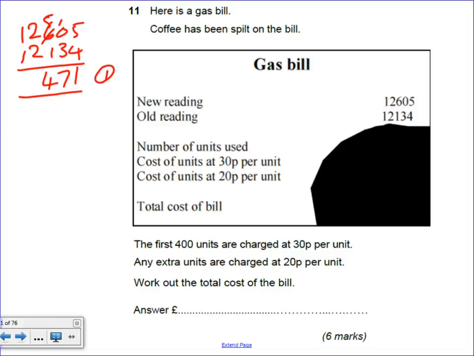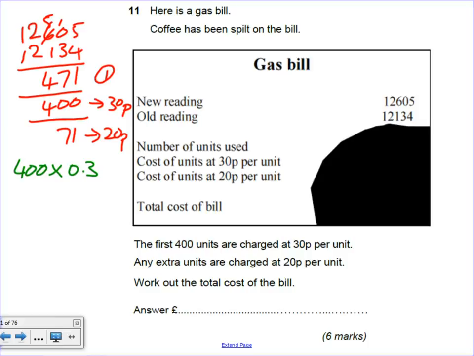Trying to work out what 6 marks are for. It says that the first 400 units are charged at 30p. So the first thing you do is you say 400 are at 30p and 71 are going to be at 20p. So we split that up. That's probably another mark. Now we need to do the maths to say what is 400 times 0.3.